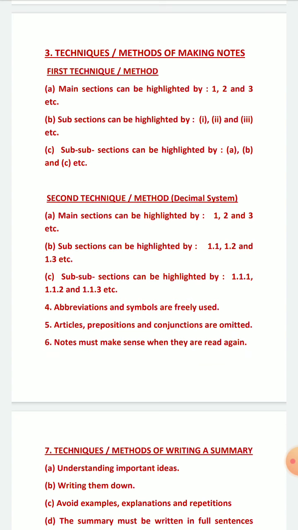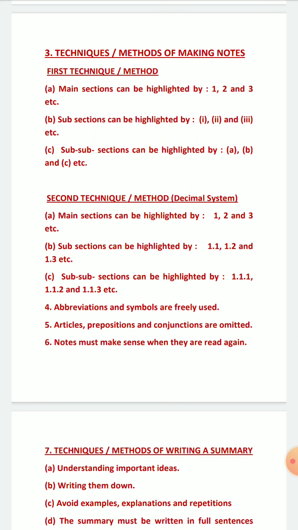Main sections can be highlighted by 1, 2 and 3 etc., numerically. Now, following this method, the subpoints can be highlighted by Roman I, Roman II, Roman III etc. Now, subsections can be highlighted by A, B and C etc.